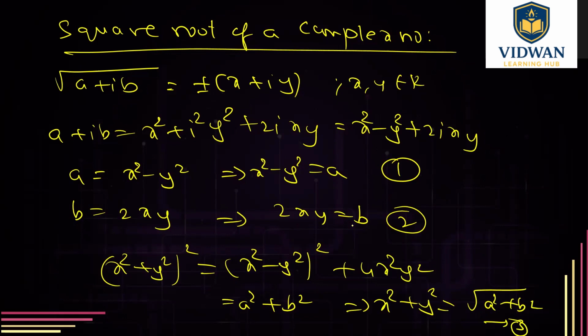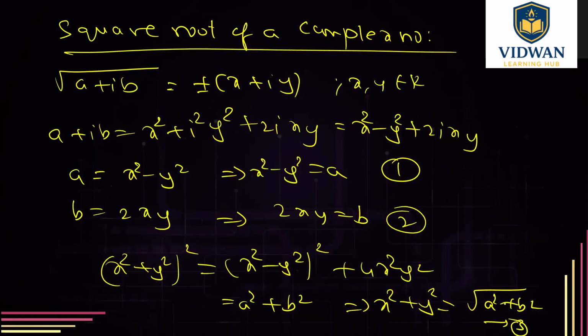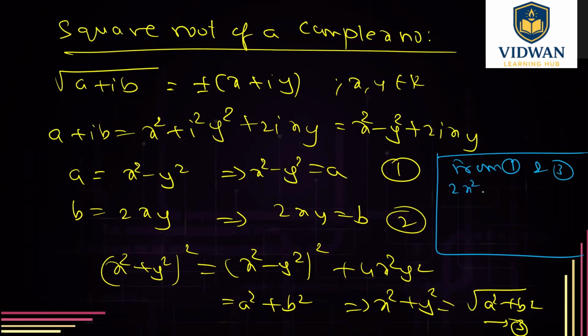Once you get that third equation, you know x square minus y square is a from one, and x square plus y square is known from the other. From 1 and 3, you can find the values of x and y. How to find x and y from 1 and 3? You add them, and what do you get? 2x square is equal to root of a square plus b square plus a. And if you subtract them, you get 2y square equal to root of a square plus b square minus a. From here you'll get x and y values. Substitute them here and you'll get the square root of the complex number. Just put these values of x and y here and find the square root.